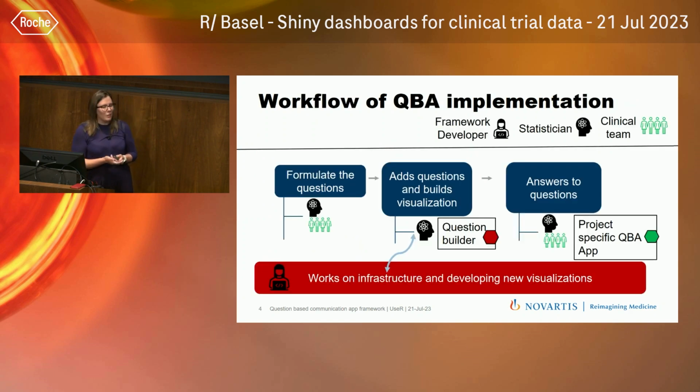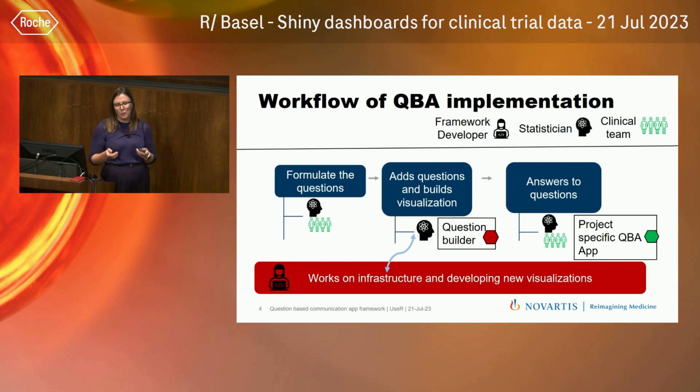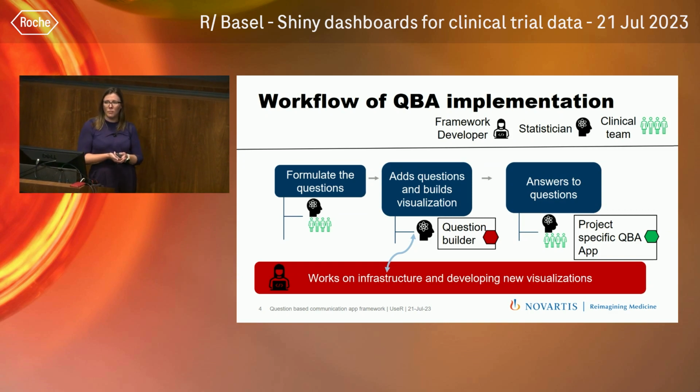So I know it's a bit busy slide, but let me walk you through it. So here would be a typical workflow of the framework, how it would go. At the top you have the roles. There are 3 roles involved in implementing a QBA: the framework developer, a statistician, and the clinical team. And at the bottom you have the workflow for the development. That's sort of a separate workflow from anything else.